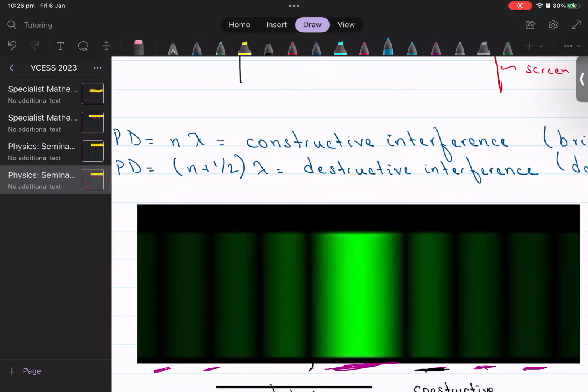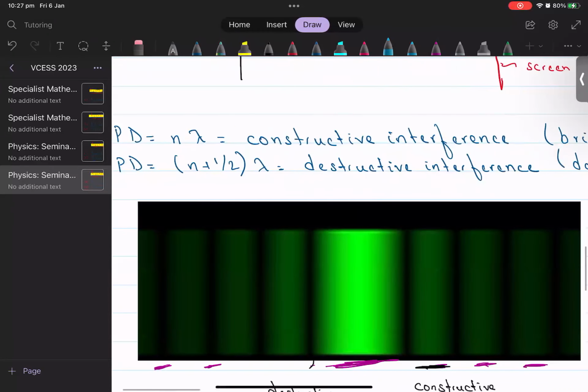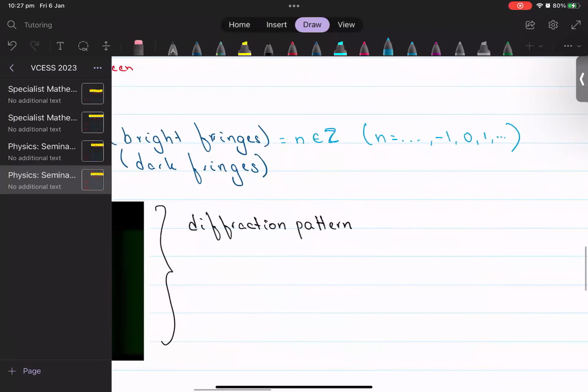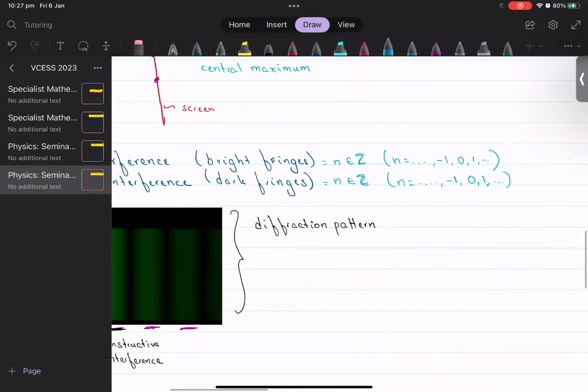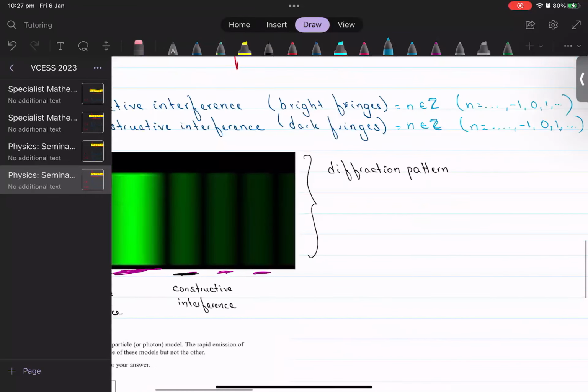Now, at every half a wavelength, you're going to have destructive interference. So at every half of a wavelength, you have the amplitudes of the two waves canceling each other out, and hence you get the dark fringes. So n is still an integer, n equals ..., -1, 0, 1, ..., and so on and so forth. This is where you get dark fringes. So it's important to note those two.